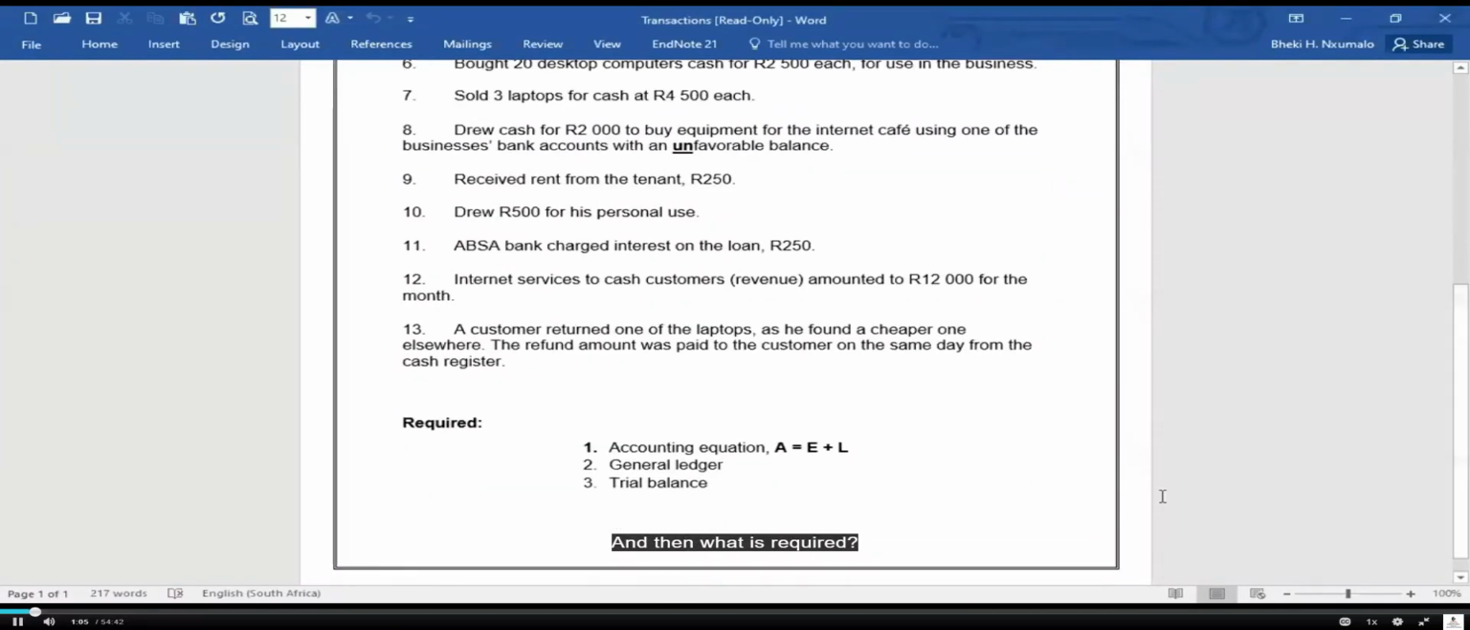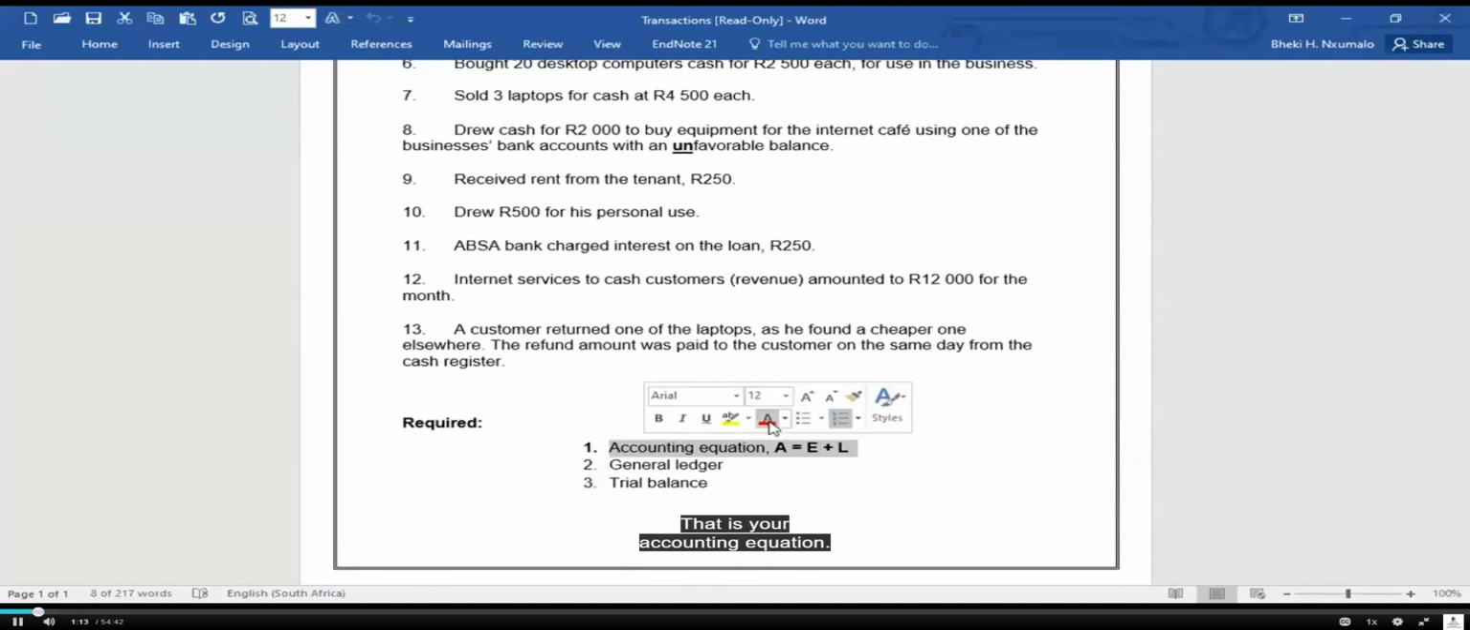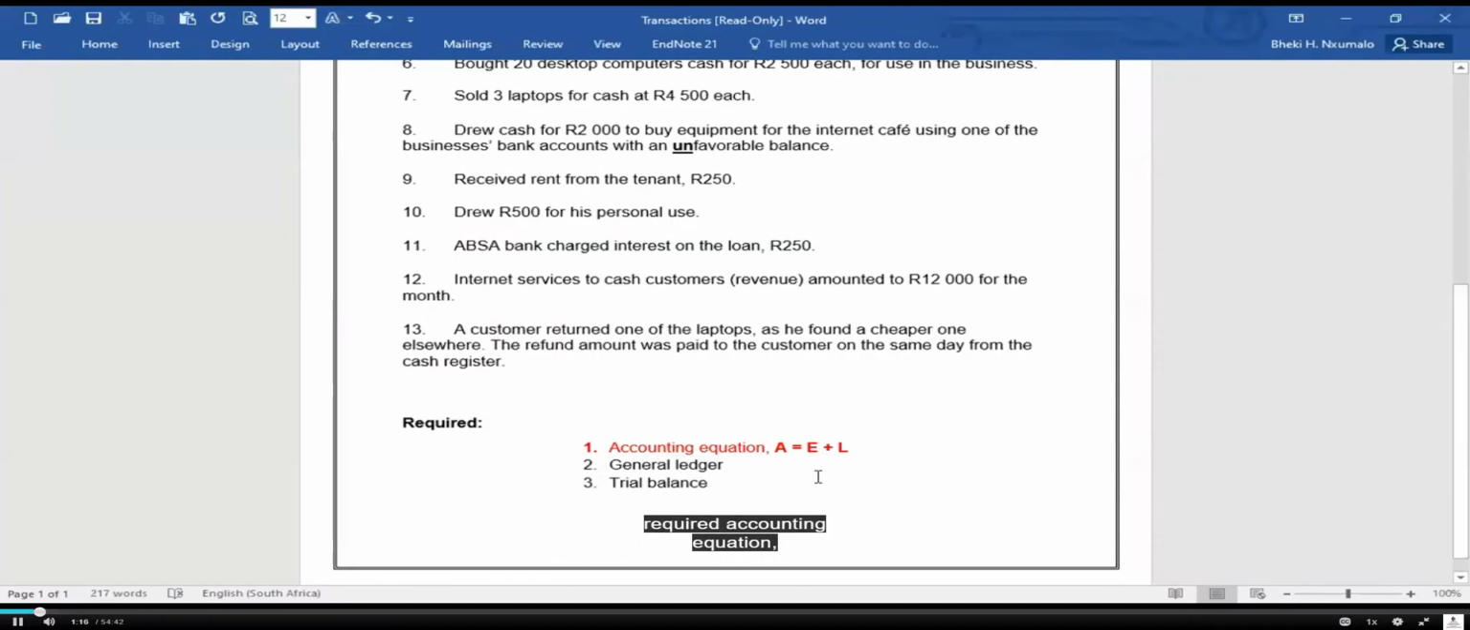And then what is required? If you go down here, you'll find what is required. That is your accounting equation. So number 1 required is the accounting equation, which is your asset equal to your equity and liabilities. So that is your asset.